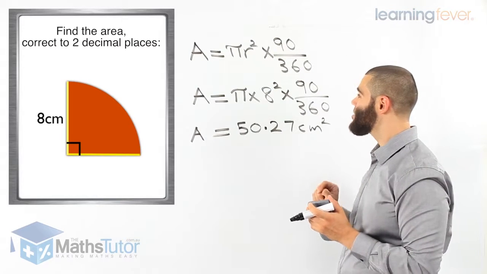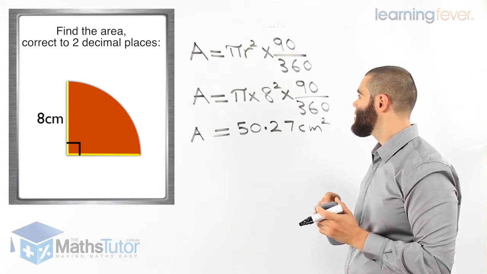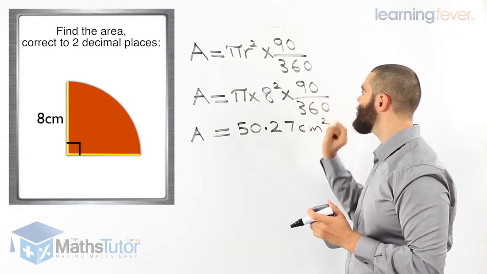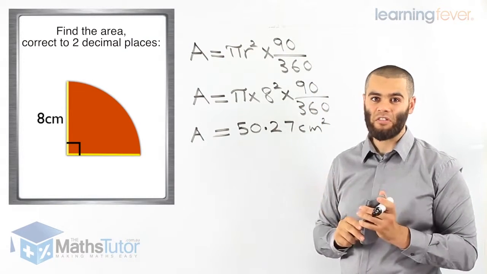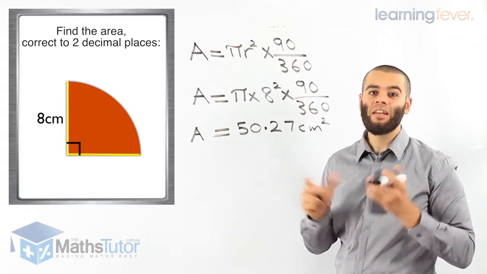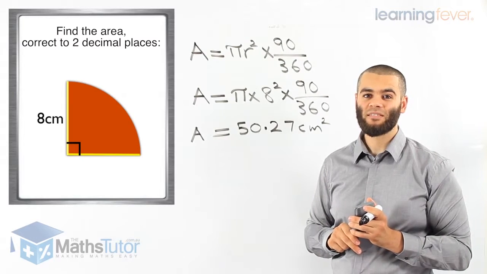So here, pi times 8 squared times 90 out of 360. This is the fraction that we are looking for. We're only looking for 90 out of the 360. We put it in our calculator. Our answer is 50.27. Let's do one more example.